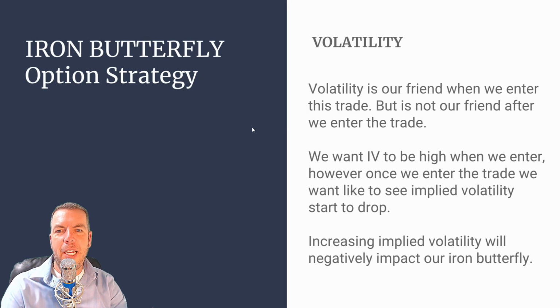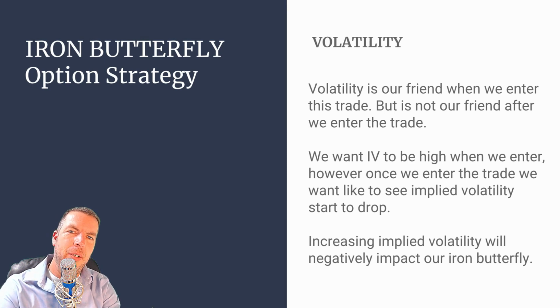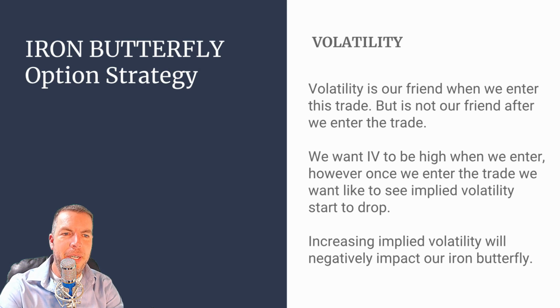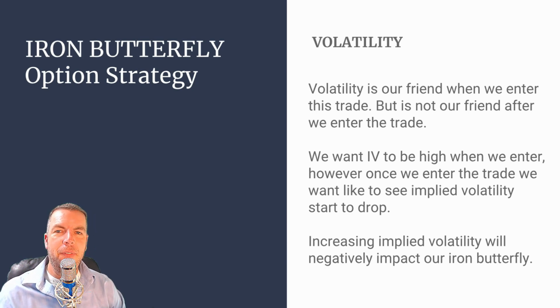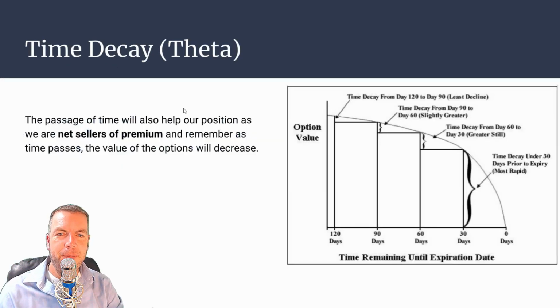So in these types of trades, an iron butterfly is best employed when volatility is high. So volatility is our friend when we enter this trade, but volatility is not our friend after we enter this trade. We want volatility to drop after we enter this trade. So we want high IV when we enter. However, once we enter that trade, we want the implied volatility to start to drop. But increasing implied volatility will negatively impact our trade.